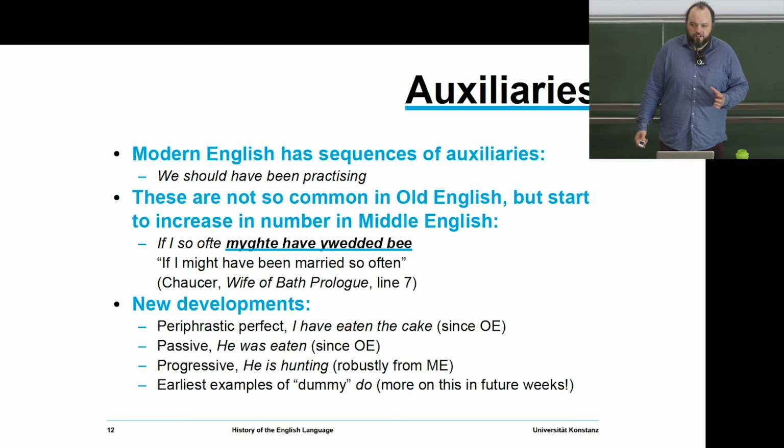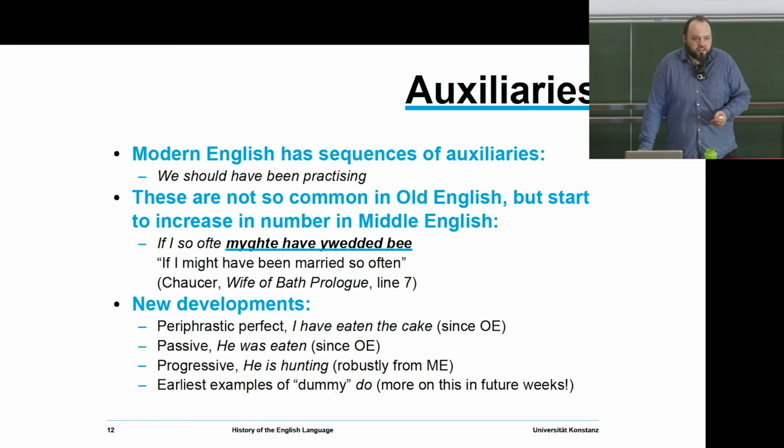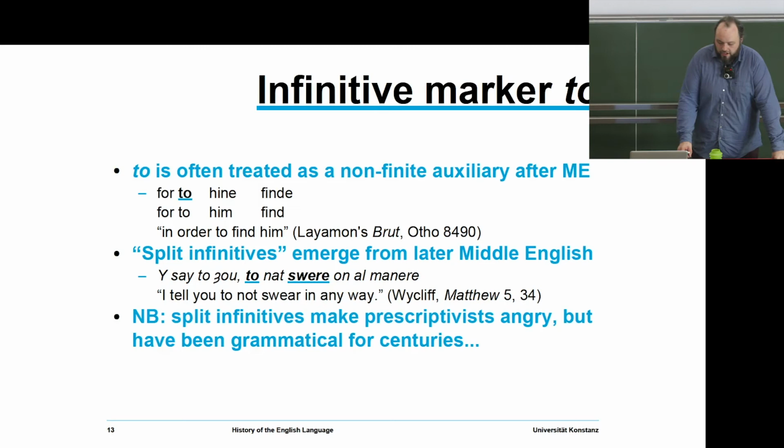That's one theory. These are not things that there is a great amount of consensus about. People who write about the history of the English language and who think about the history of the English language still argue about this kind of question. The infinitive marker to is often treated as a non-finite auxiliary after Middle English.